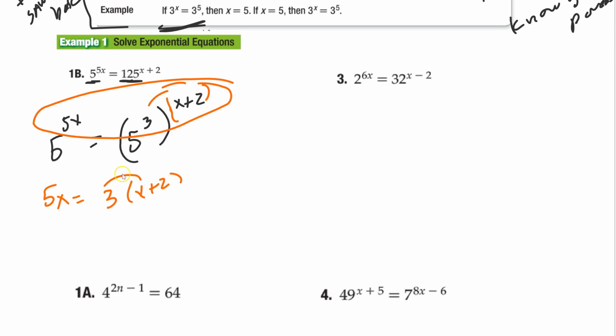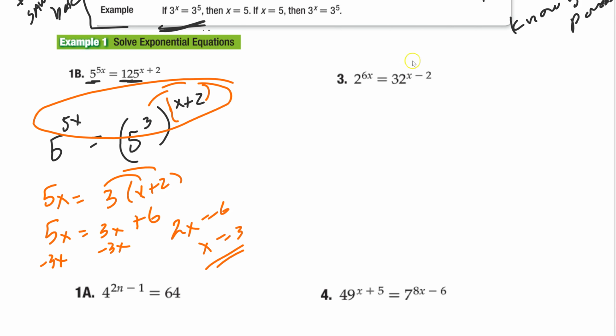Very important, distribute the 3. Powers by powers, you multiply. So 3x plus 6, do a little mathematics. 2x equals 6, x equals 3. You go back and plug it in, but right now it works. Let's move on to the next one.